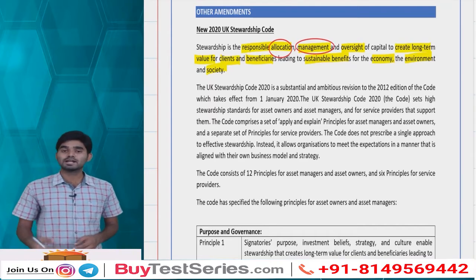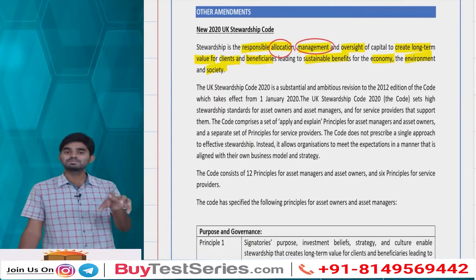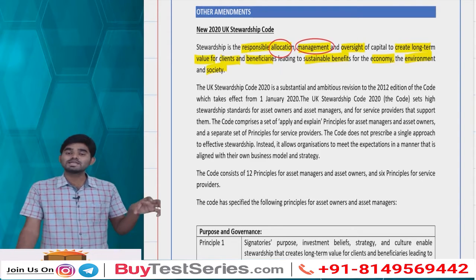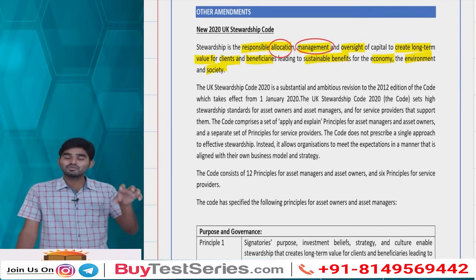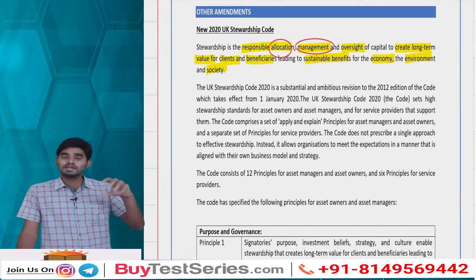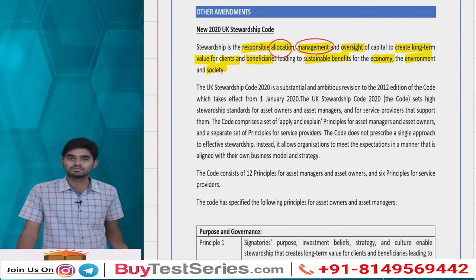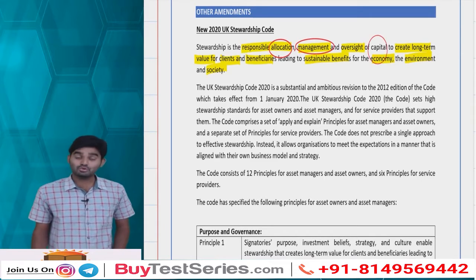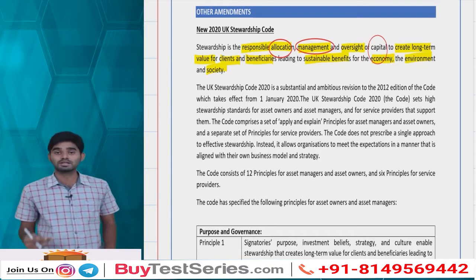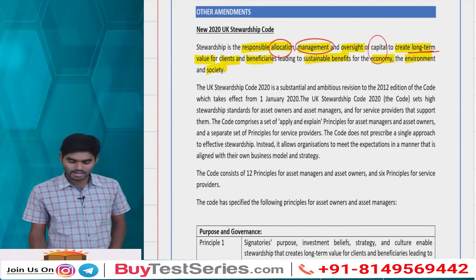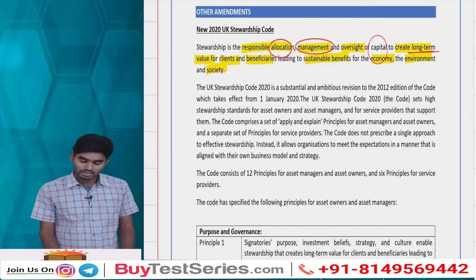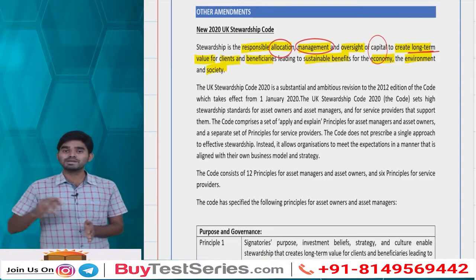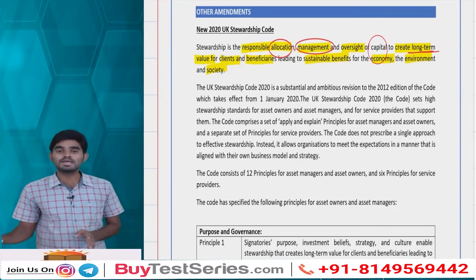You're going to manage these assets, you're going to allocate this particular amount into the equity, so in what manner you are going to view or create a particular value for that asset depends upon your principles. So oversight of capital to create a long-term value, this is what I was saying, creation of a value. Create a long-term value for whom? For your clients and the beneficiaries, for the ultimate beneficiaries. So it is not only giving benefits to the beneficiaries only.